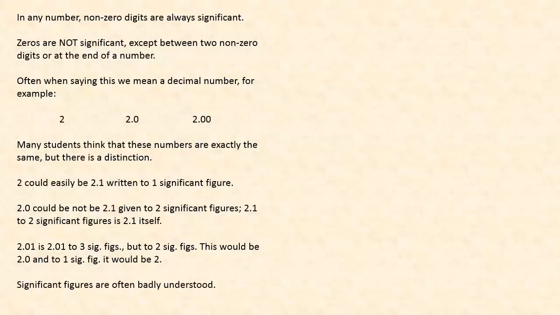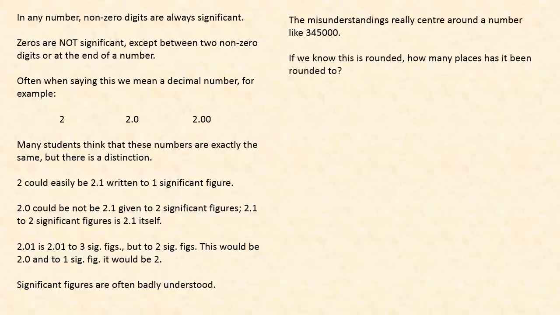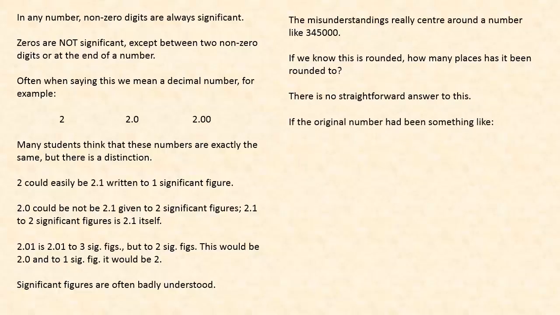Significant figures are often badly understood. The misunderstandings really centre around a number like 345,000. If we know this to be rounded, how many places has it been rounded to? There's no straightforward answer to this. If the original number had been something like 344,872, then we can say that it's rounded to three significant figures.